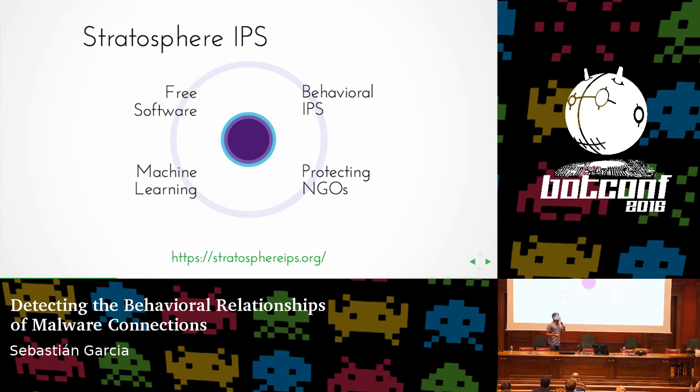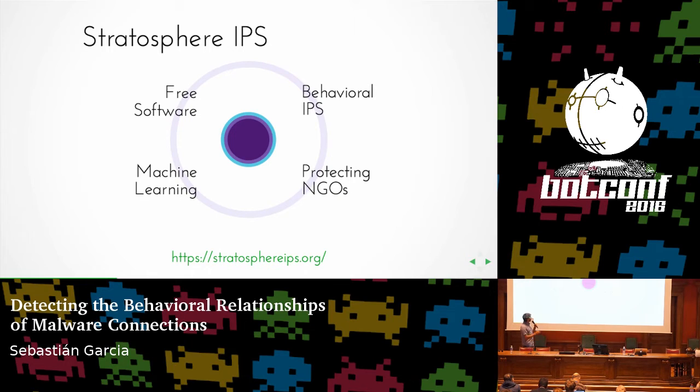So, in the university, we are doing the Stratosphere IPS project. This is a free software machine learning behavioral intrusion detection system for all of you to go download and use. We are using flows, we are using behavioral techniques, and we are doing this especially for protecting NGOs. So following the path of the Citizen Lab, we want to help non-governmental organizations because they are at risk. Nobody's helping them. They are being attacked every day, a lot, by powerful actors, and they don't have the resources. They don't have the money. So from the university, we are trying to offer this tool, advanced machine learning, for free to NGOs.